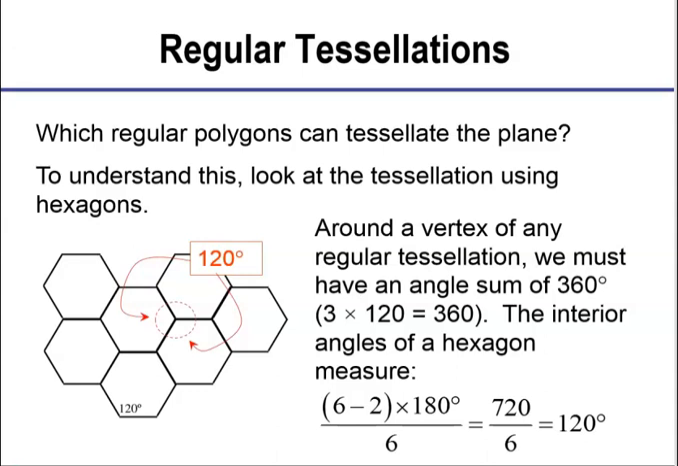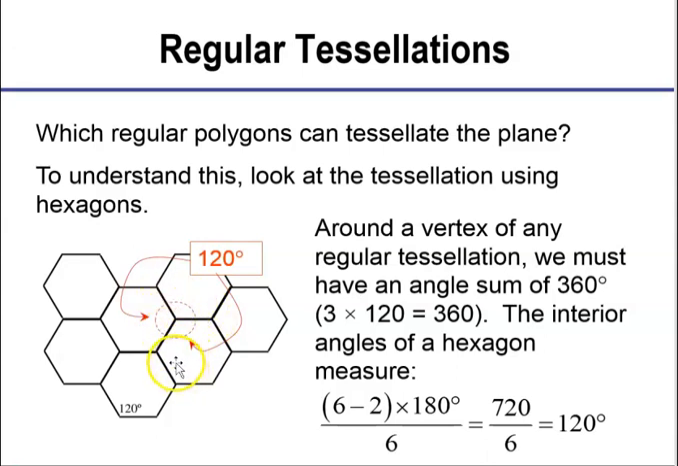Now, which regular polygons can tessellate the plane? I warned you that was coming. Will just any regular polygon fill the plane? Picture different polygons in your head and think about how they might connect up. Will they leave gaps, or will they all fit together nicely? To understand this, look at the tessellation using hexagons. This always makes me think of a bathroom floor, because I grew up with a bathroom floor that looked a lot like this. But notice at the vertex where these tiles meet.